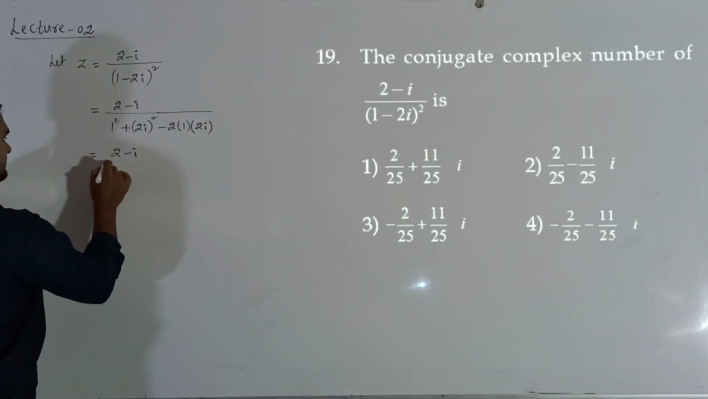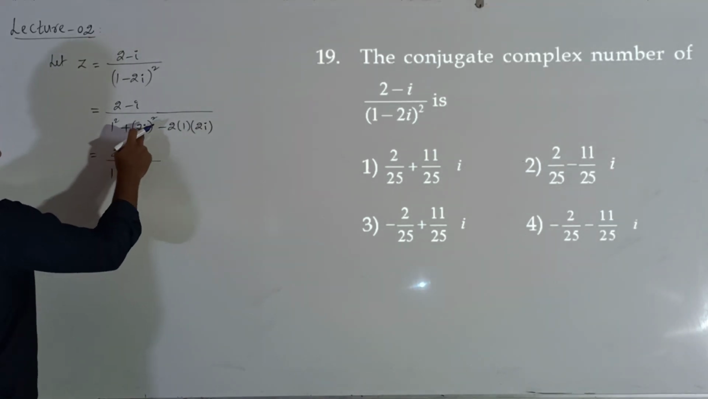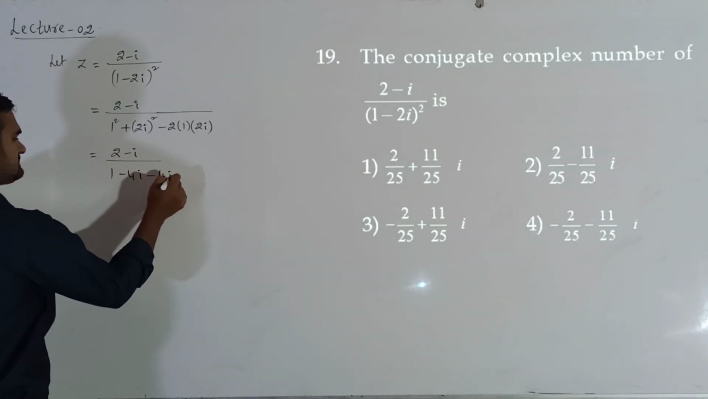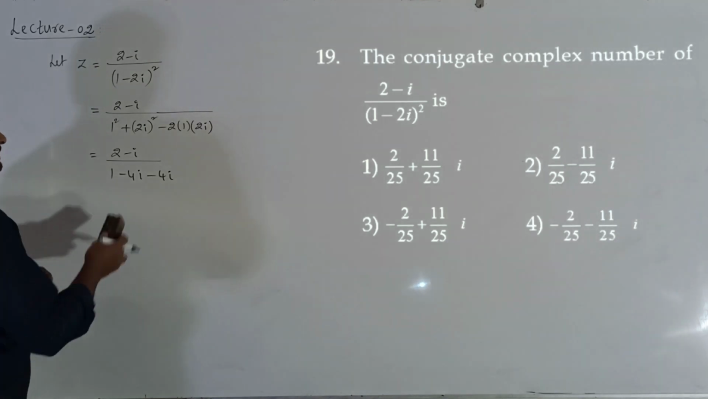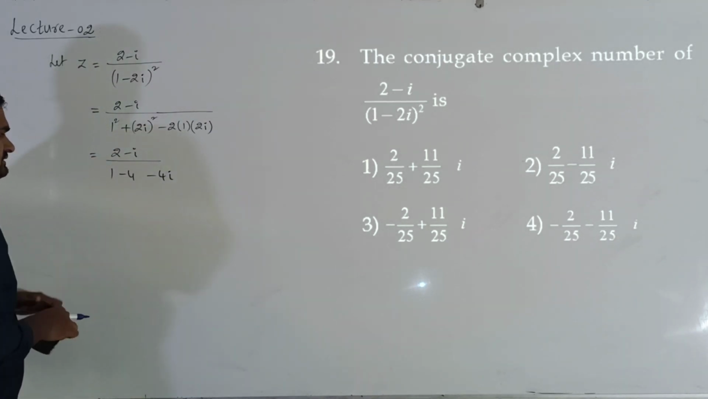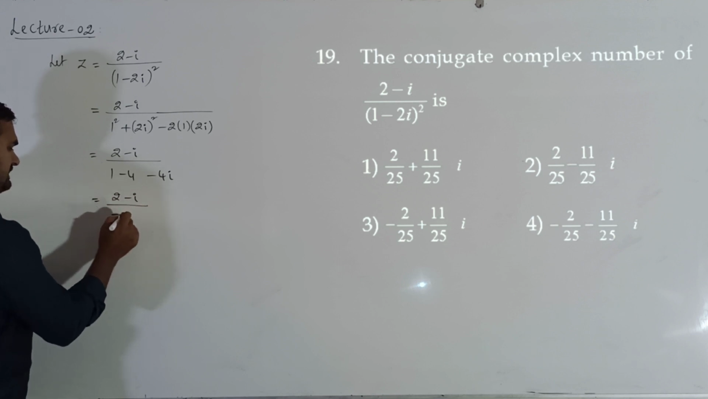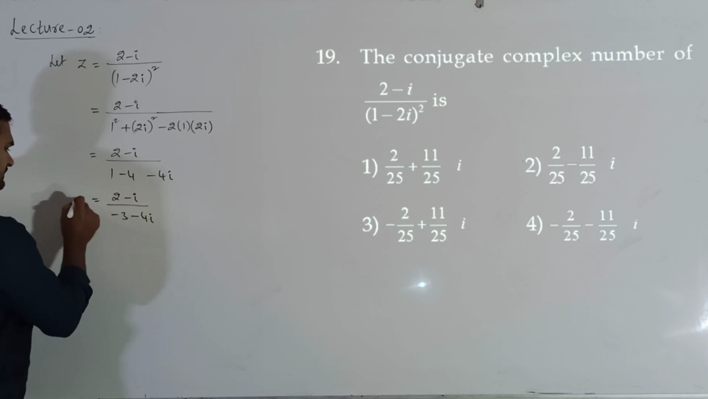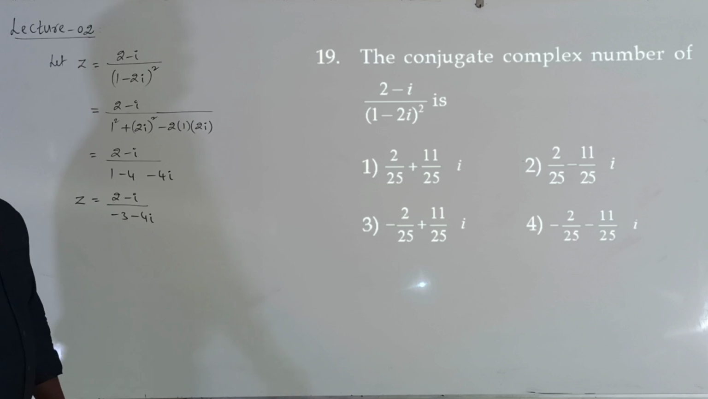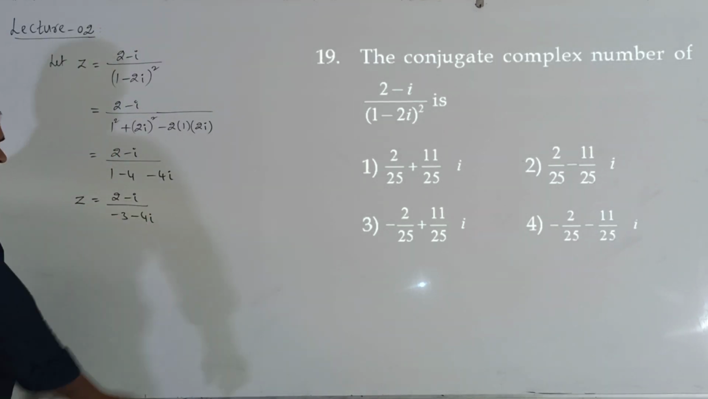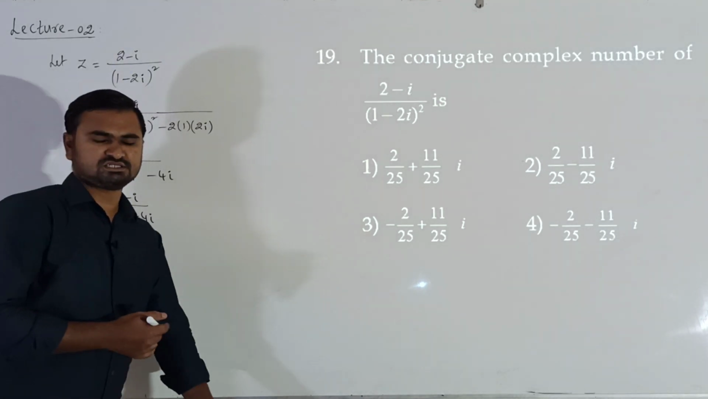So 2 minus i divided by 1 minus 4i plus 2i whole square, and 2i whole square is minus 4. So 2 minus i divided by minus 3 minus 4i. This is the given complex number z. 2 minus i by minus 3 minus 4i. Still it is not in the standard form.